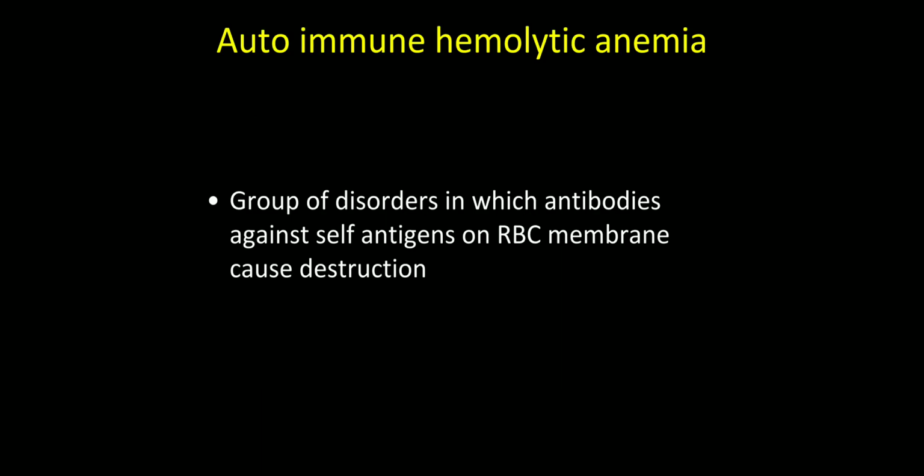They are a group of disorders in which antibodies act against self antigens on the RBC membrane. Why is it known as autoimmune? Autoimmune means antibodies will be produced in our body itself against our own antigens on the RBCs. So that is known as autoimmune disorders. All these conditions where antibodies are developed in our body against our own antigens, that is known as autoimmunity. And in this hemolytic anemia, you have antibodies against RBCs. So that is autoimmune hemolytic anemias.